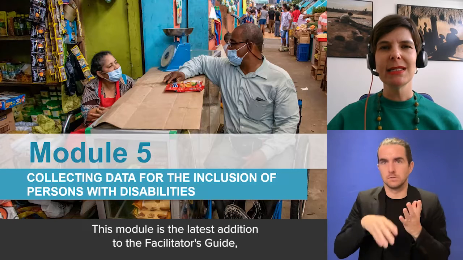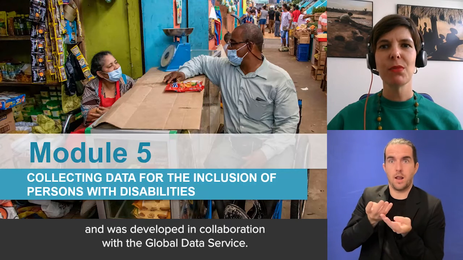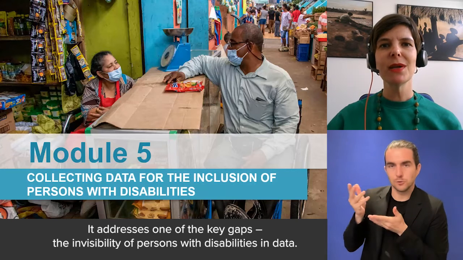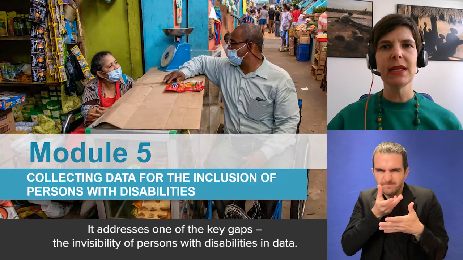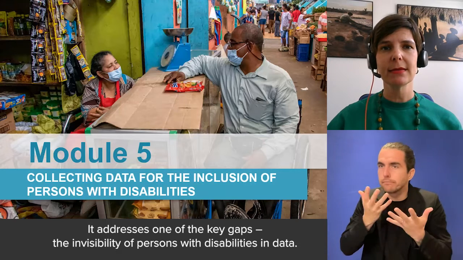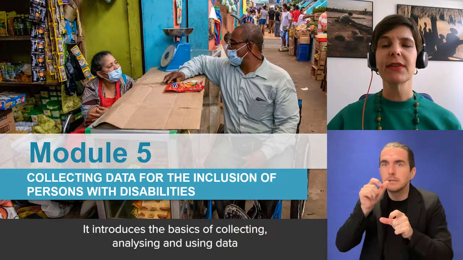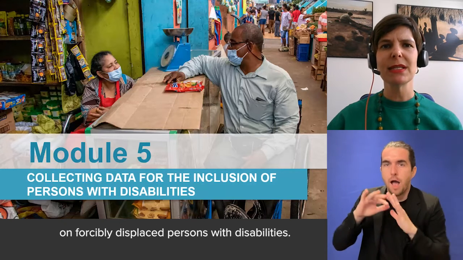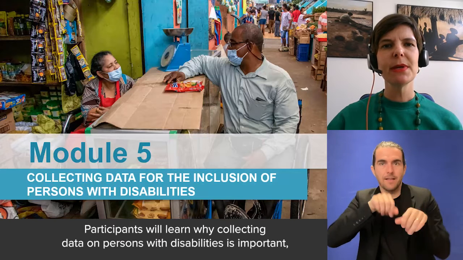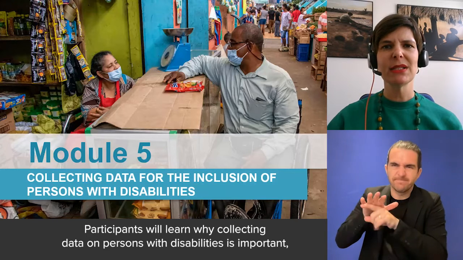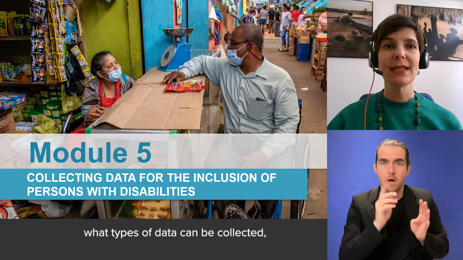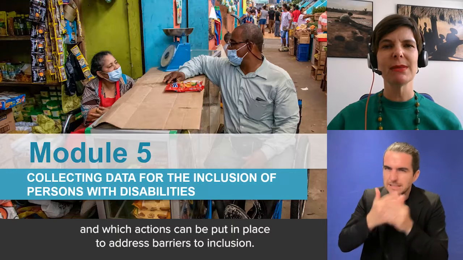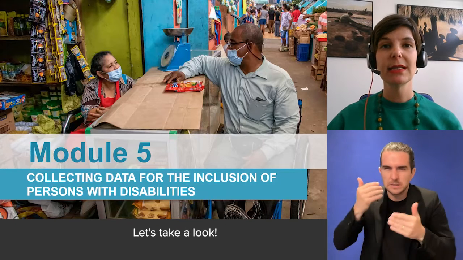This module is the latest addition to the Facilitator's Guide and was developed in collaboration with the Global Data Service. It addresses one of the key gaps, the invisibility of persons with disabilities and data. It introduces the basics of collecting, analyzing, and using data on forcibly displaced persons with disabilities. Participants will learn why collecting data on persons with disabilities is important, what types of data can be collected, and which actions can be put in place to address barriers to inclusion. Let's take a look.